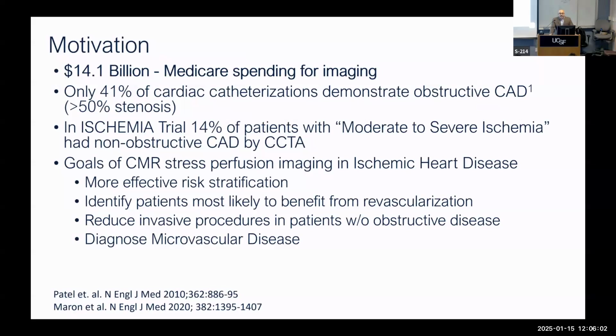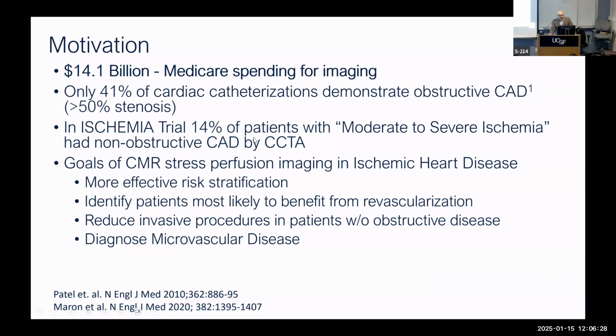So overall, we spend a lot of money evaluating coronary artery disease, but as has been known for more than a decade, only about 41% of cardiac catheterizations demonstrate obstructive disease. If you want to look at more recent data, in the ISCHEMIA trial, 14% of patients with moderate to severe ischemia, this was primarily by SPECT, echo, and EKG, had non-obstructive CAD by coronary CTA.